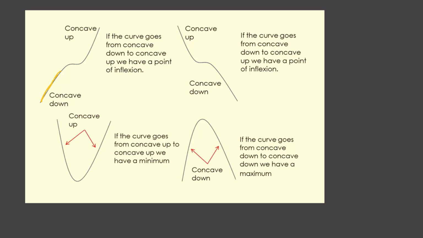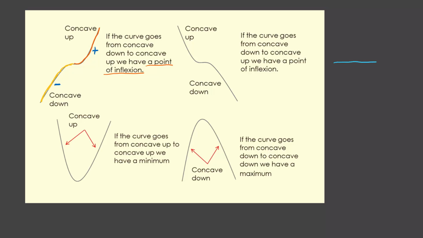Here we see we've got a curve that has a concave down shape, followed by a curve that has concave up. That's going to be a horizontal point of inflection. So what we can see there is that we would have a negative value for d²y/dx², followed by a positive value.